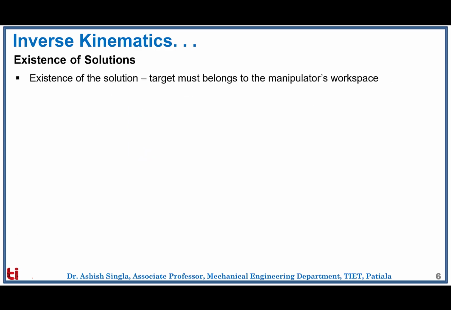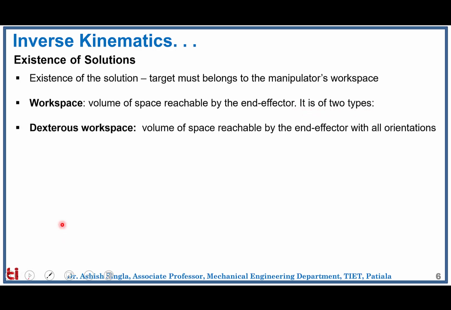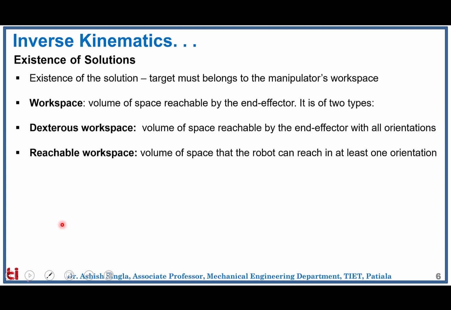So for the solution to exist, the target must belong to the manipulator workspace, which basically represents the volume of space reachable by the end effector. The workspace is of two types: dexterous workspace and reachable workspace. First of all, the dexterous workspace is the volume of space reachable by the end effector with all possible orientations, whereas the reachable workspace is the volume of space that the robot can reach in at least one orientation.